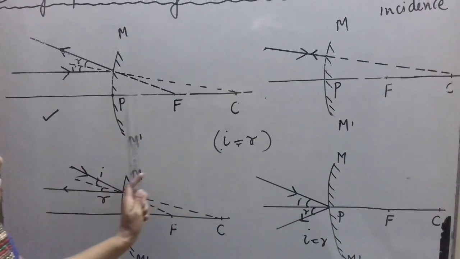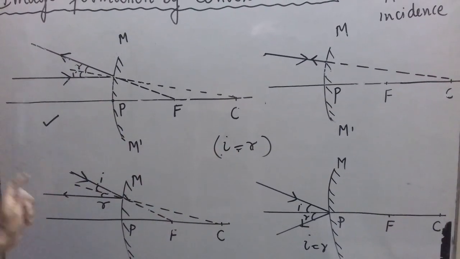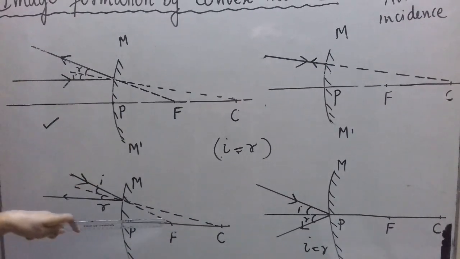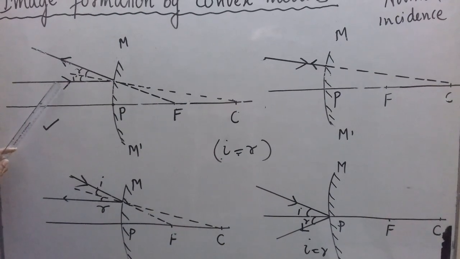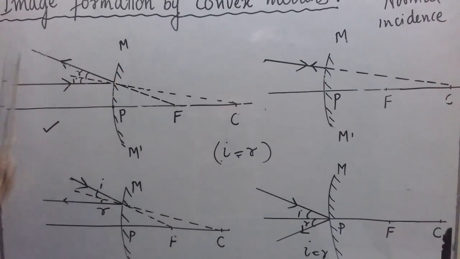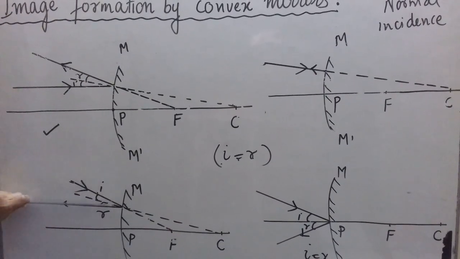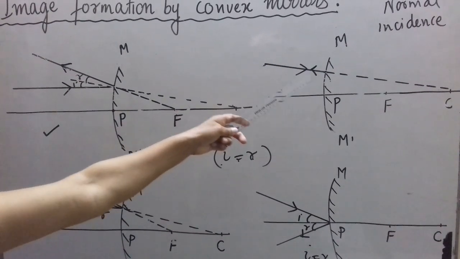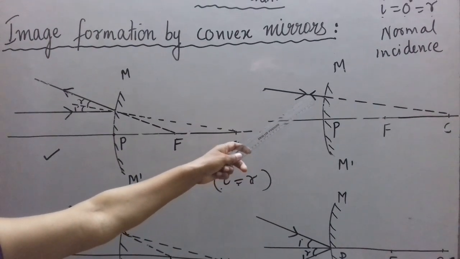Following this law, I have drawn these four special rays. Let me repeat it. We can choose any two of the rays. Which rays are these? A ray parallel to the principal axis appears to be coming from the focus after reflection from a convex mirror. A ray which is directed towards the principal focus of a convex mirror becomes parallel to the principal axis after reflection. A ray which is directed towards the center of curvature of a convex mirror reflects back along the same path after reflection.